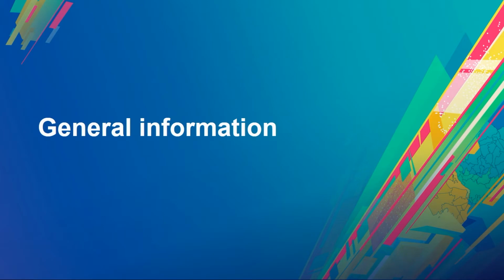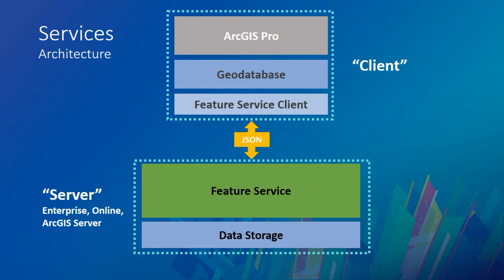Okay, so moving into a little bit more general feature service info. I wanted to start here with a general feature service architecture diagram. So the top 3 boxes in this diagram are meant to represent Pro and its components. Within the top group, the very top box is the application tier, the middle box is the geodatabase tier, and then the bottom is the feature service client tier. The items in this top group communicate with the items in the bottom group via REST. And the bottom box shows the server, whether it be enterprise, online, or standalone server.